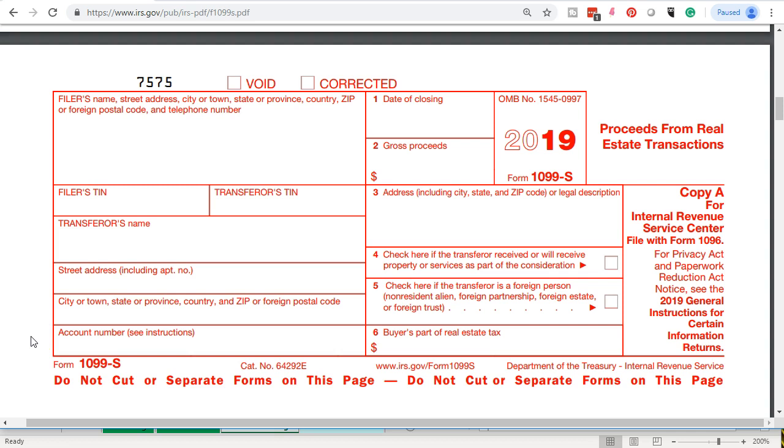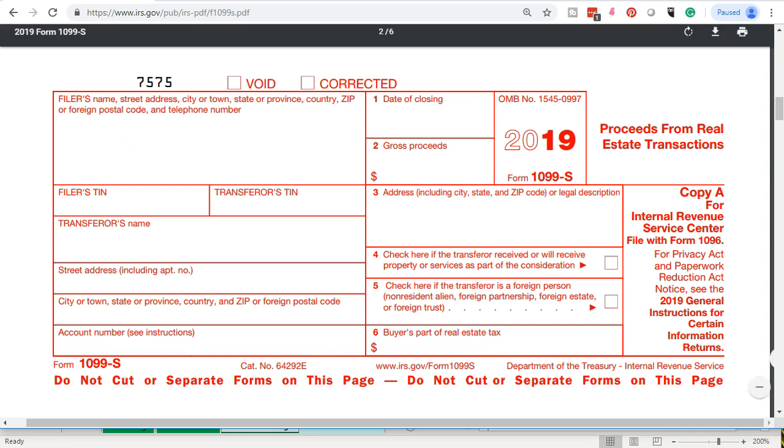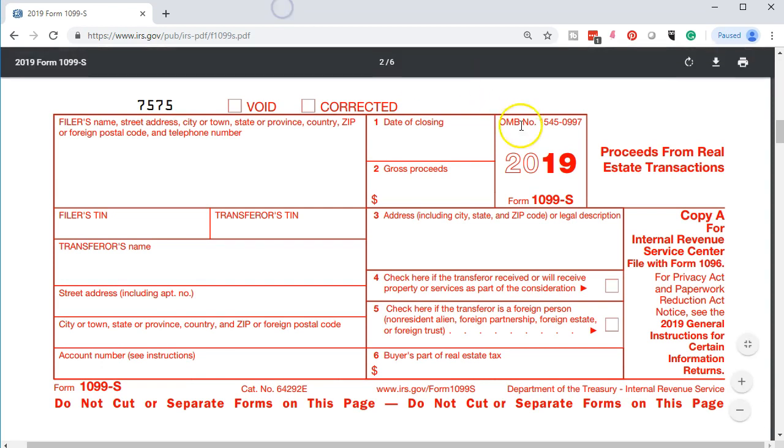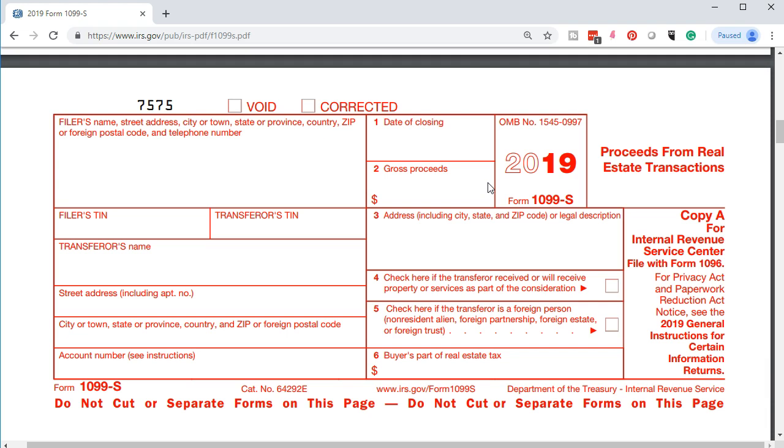One of the documents we will most likely have when recording the sale of real estate, including the sale of the home in our case, is going to be a 1099-S, proceeds from real estate transaction. This will typically have the gross proceeds and the date of close. This is going to be important information. It's also going to be, of course, information that is provided to the IRS as well.